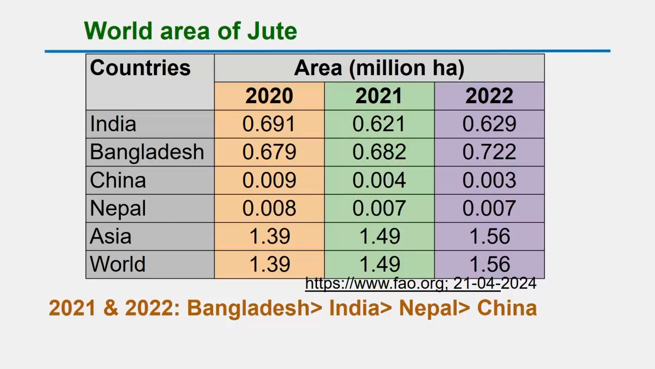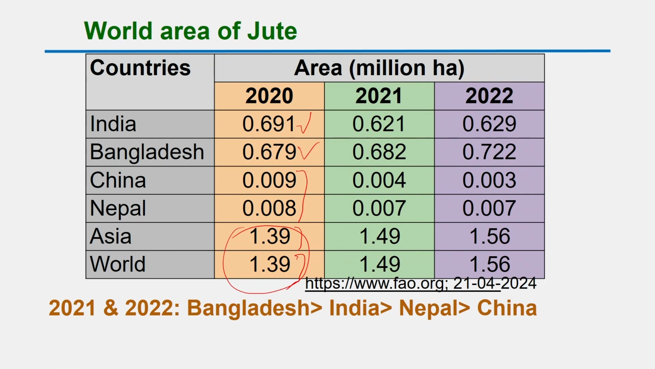Now let us check the world area of jute. So you can see in the year 2020, India had the highest area, which was 0.691 million hectares, and number 2 was Bangladesh, which had 0.679 million hectares, and China and Nepal had very small area under the jute crop. And you can see overall in Asia, the total area was 1.39 million hectares in 2020, and the world area is also 1.39. So it is suggesting that whatever jute cultivation is done, it is done in Asia.